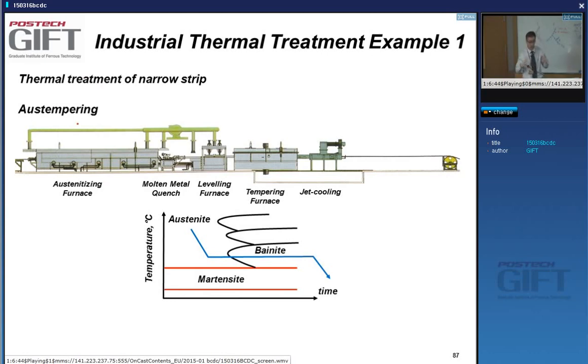So for instance, this is the structure to do austempering. Austempering is a word that's often used for bainitic transformation. So you have an austempering furnace. Then you do a liquid metal quench. A liquid metal quench is a very interesting way to quench a material at high temperature.